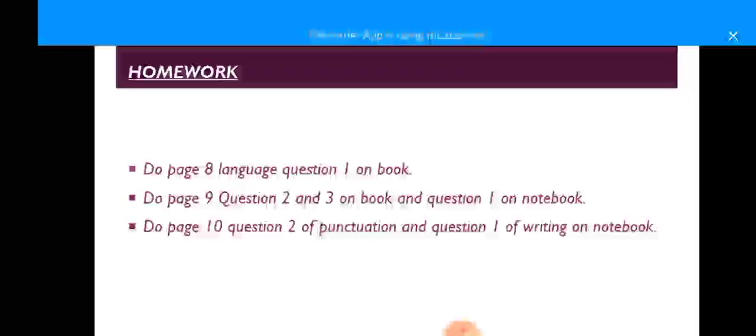Let's come to our today's homework. Our today's homework is do page number 8, language question 1 on your book. Do page number 9, question 2 and 3 on book, and question 1 on your notebooks. Do page 10, question 2 of punctuation and question 1 of writing on your notebooks. You have to write date and day, your topic and your activity, and you have to do your work very neatly. That's all for today.